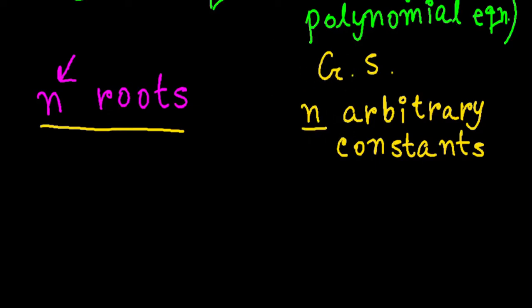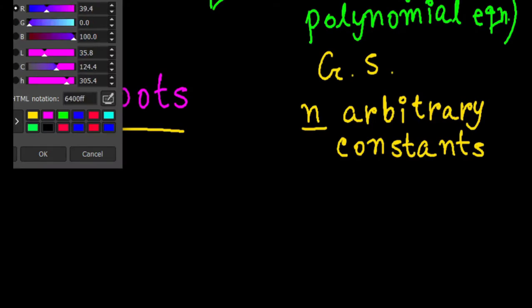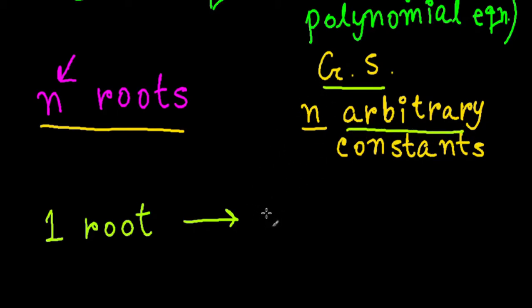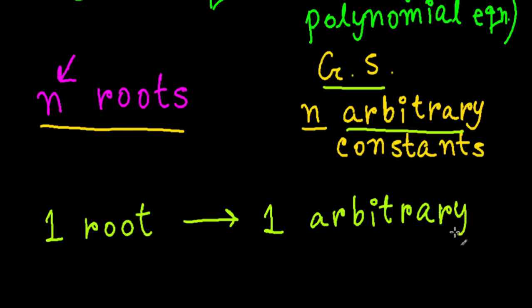I think you see where this is going. Every root, even the repeats, contributes one and exactly one arbitrary constant to my general solution. So if you have a root, this one root is going to supply one and exactly one arbitrary constant to my general solution. So one root translates to one arbitrary constant.